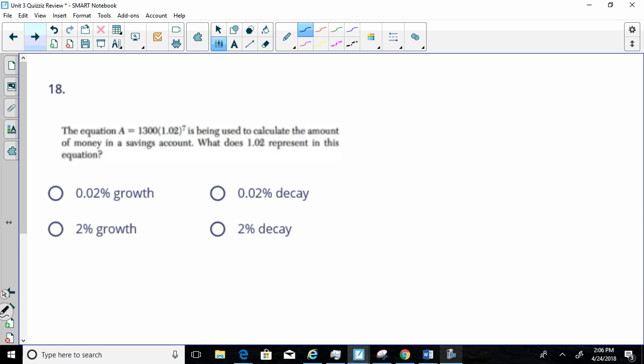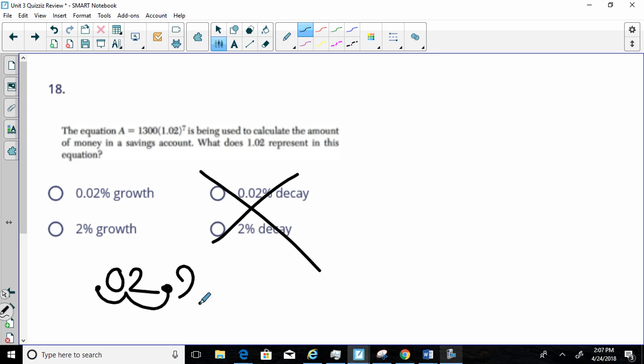All right, guys, this equation is being used to calculate the amount of money in a savings account. What does the 1 in 1.02 represent? Increase or growth. So which one is not right? D. It's got to be bigger than 1. Then we look at the R, which is 0.02. But how do I get it as a percent? So what's your answer? 2%.